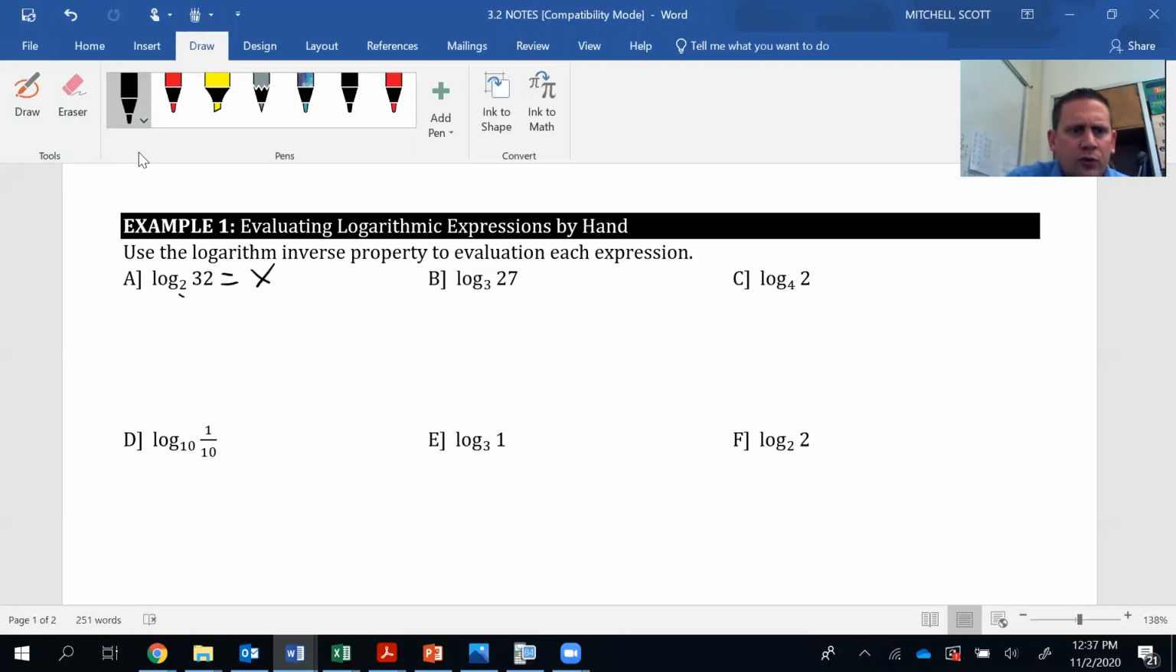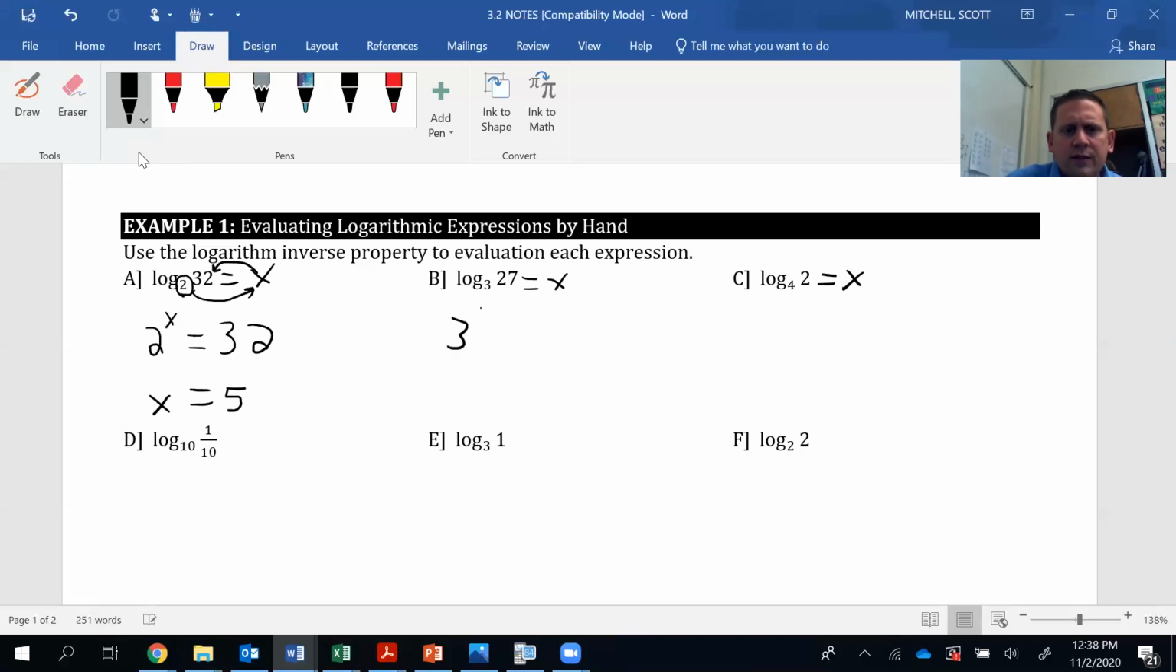So we're going to change it using the changing formula. We take 2 to the x equals 32. What does x have to be to make that statement true is what we're trying to answer. So 2 to the 3rd is 8. 2 to the 4th is 16. 2 to the 5th is 32. So that's what we're trying to do with these. You're trying to use the inverse property to solve for x.